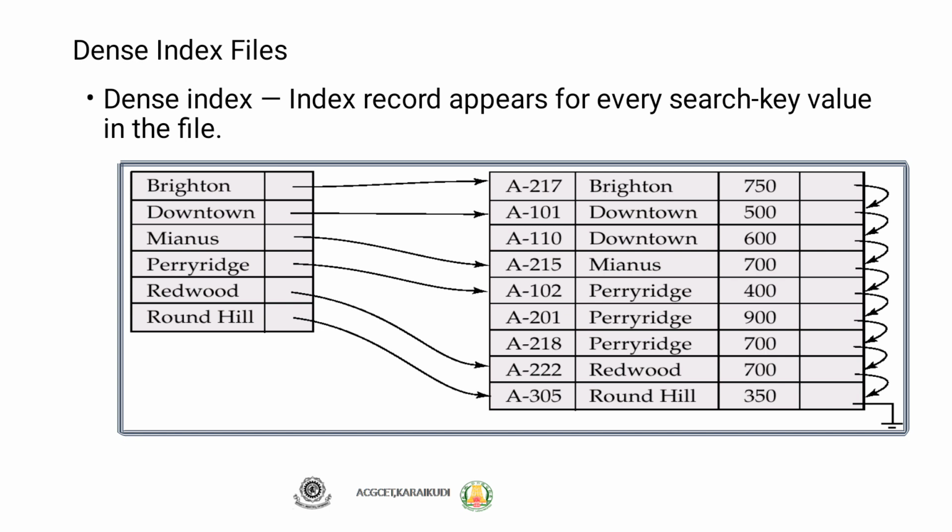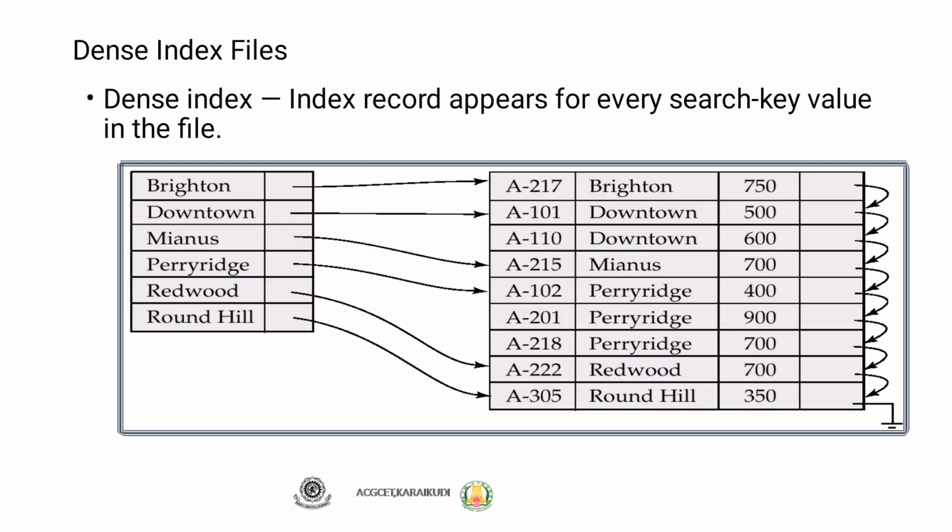Dense index: an index record appears for every search key value in the file. In a dense primary index, the index record contains the search key value and a pointer to the first data record with that search key value. The rest of the records with the same search key value would be stored sequentially after the first record. This is the figure for dense index.